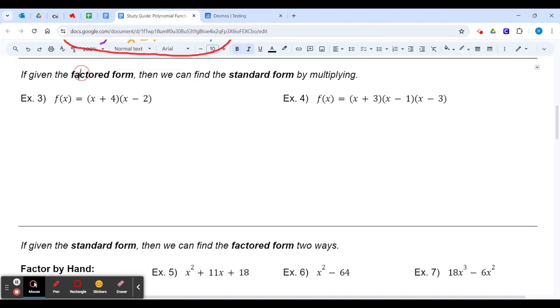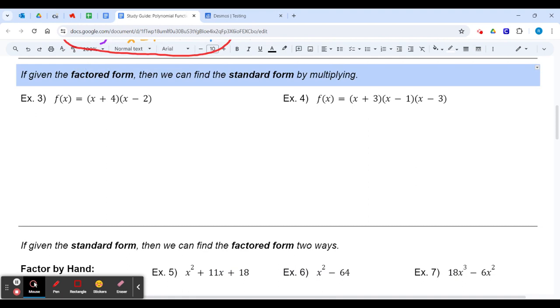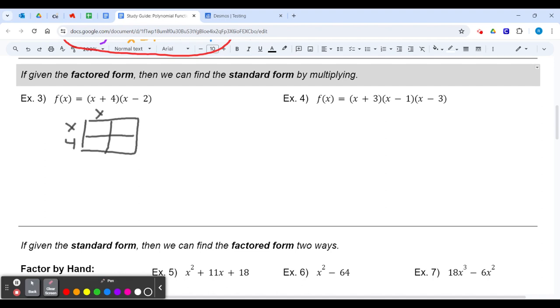So if we're given factored form, we can find the standard form by multiplying. I'm going to do the box method with this problem just because a lot of you like to set it up that way. I have a 2 by 2 multiplication problem, so I'm going to set up my box with x plus 4 on the left side, x minus 2 on the top. X times x gives me x squared, minus 2 times x gives me minus 2x. 4 times x on the bottom left, and -2 times 4 is -8.